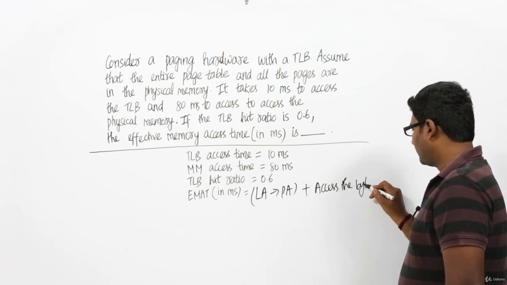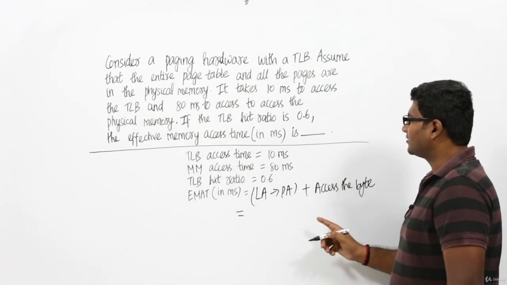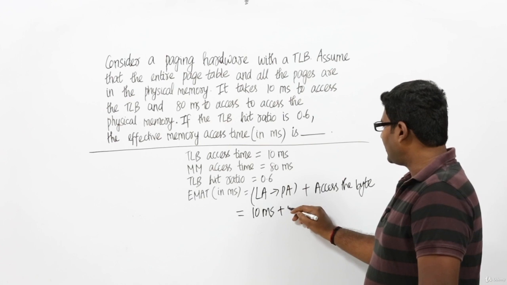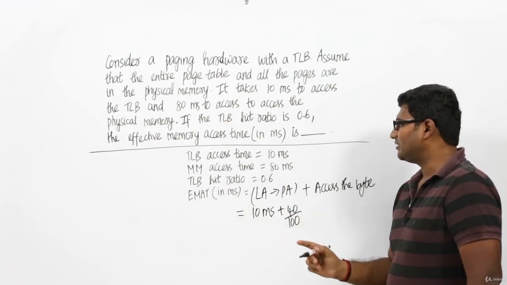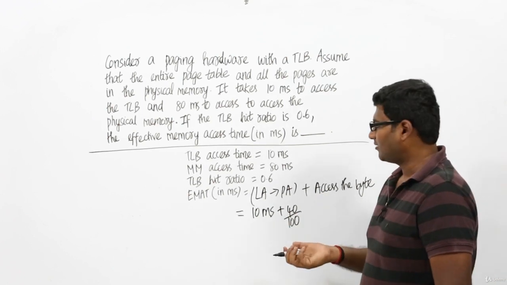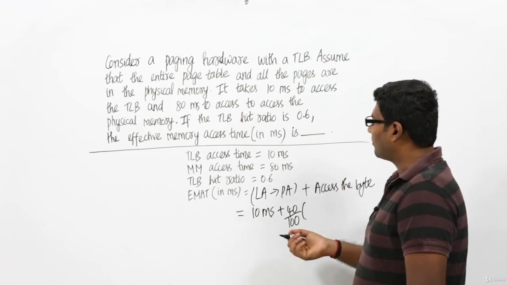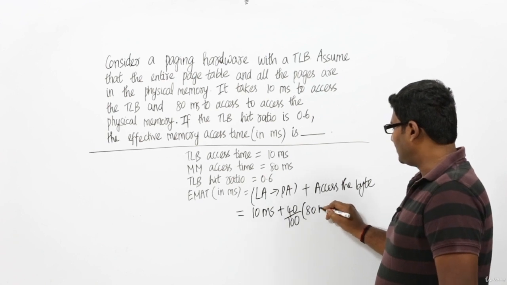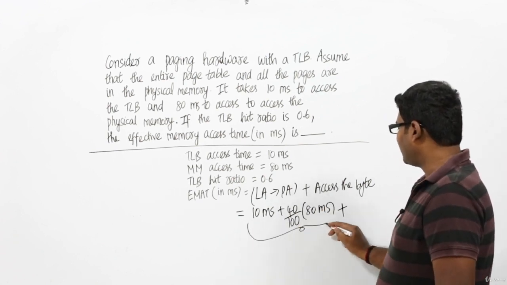Now conversion of logical address into physical address definitely needs one TLB access, that is 10 milliseconds, and 40% of the times, because if the TLB hit ratio equals 0.6, then the TLB miss ratio is 0.4 or 40%. So 40% of the times I might have to go into the RAM, the page table. For that it will take 80 milliseconds.